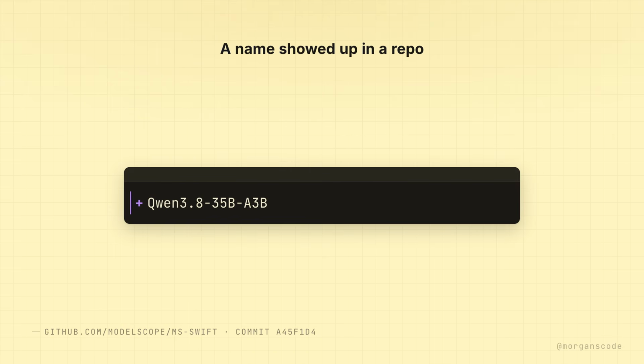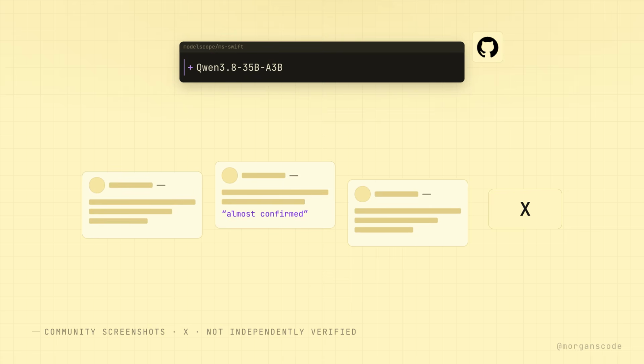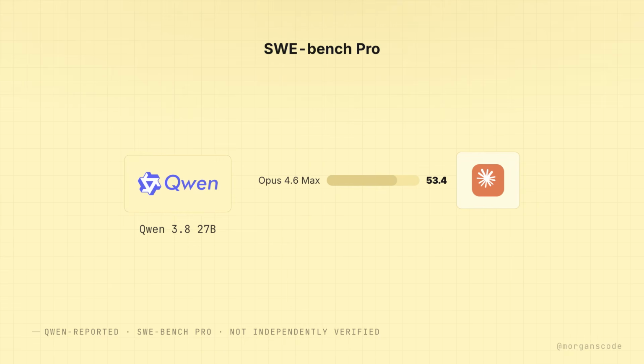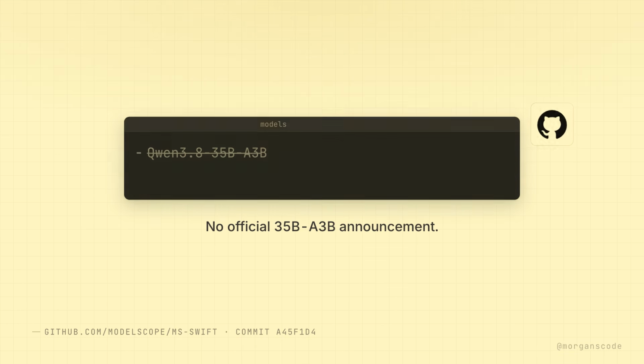Now the name Qwen 3.8 35B-A3B has appeared inside a popular inference repository. Screenshots spread across X, and within hours, people believed Qwen was preparing a much faster alternative to its new 27B model. And that 27B is a model Qwen's own coding benchmarks place near, and sometimes above, Claude Opus 4.6. Then, the name was removed. The change was labeled a correction for the wrong model IDs, and Qwen has still not announced a 35B-A3B version.